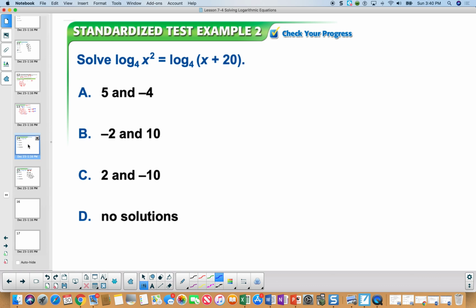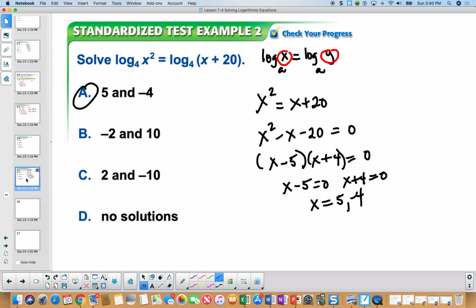Pause, and you try the problem. And here are the answers. It looks like both answers are going to work, because if I put a 5 in here, I'll get positive 25. And if I put a 4 in here, that's okay, because this argument will still be a positive number, and so both work.